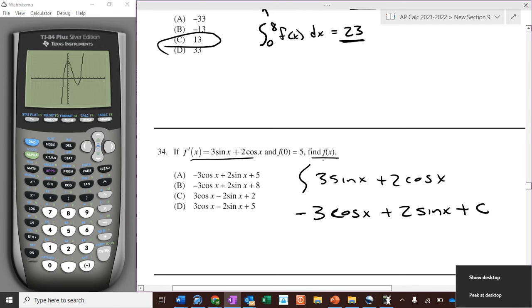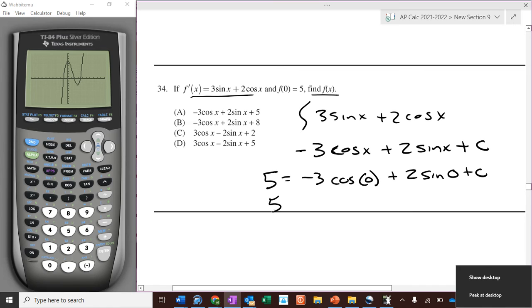Okay? So if f of 0 is 5, then 5 is equal to negative 3 times the cosine of 0 plus 2 times the sine of 0 plus c. Well, 5 is equal to, what's cosine of 0? 1. So it's negative 3 times 1. What's the sine of 0? 0. So that's 0. So negative 3 plus c. So c must equal 8. So if c equals 8, it is choice B.